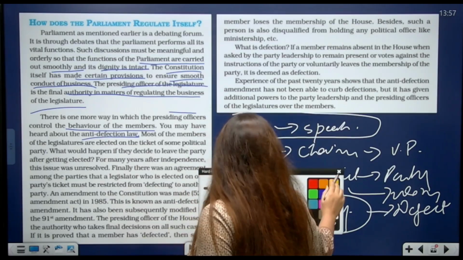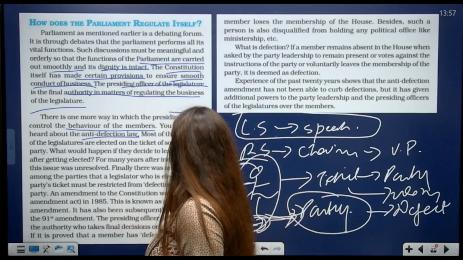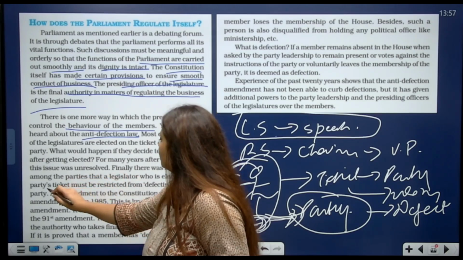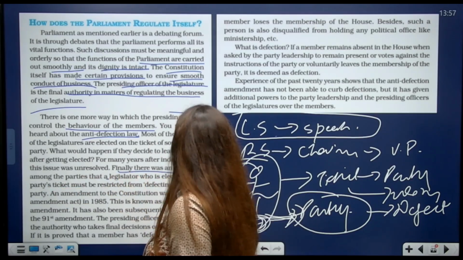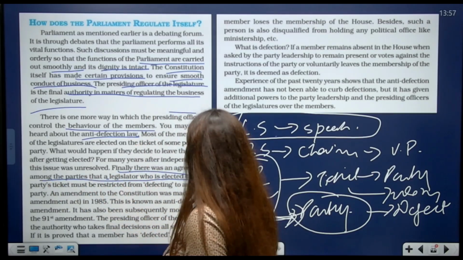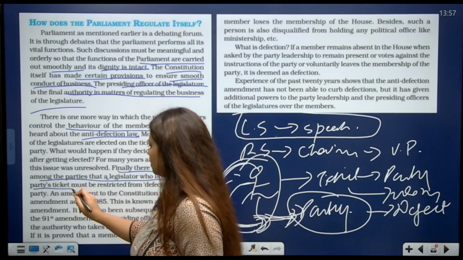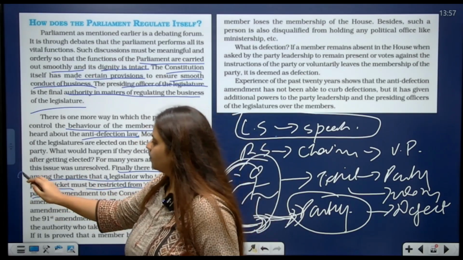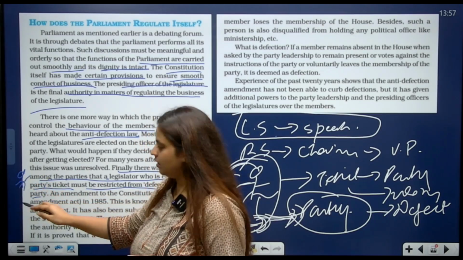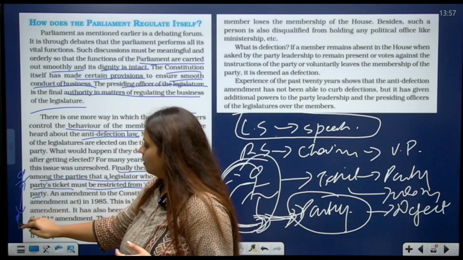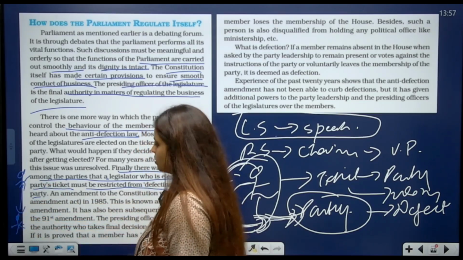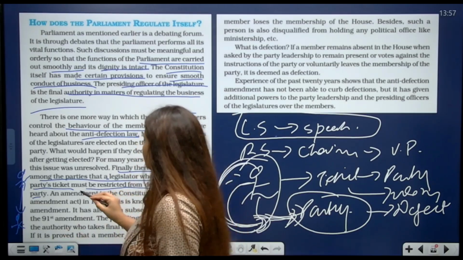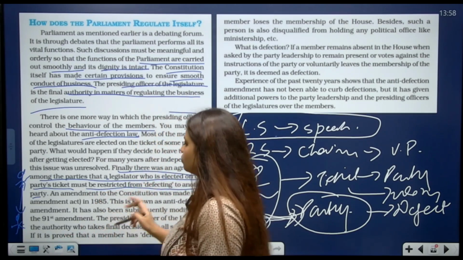So we'll read it here once. There was an agreement among the parties that a legislator who is elected on a party's ticket must be restricted from defecting to another party. So a person who is elected from one party and gets into another party after he wins the election, for any cash rewards or any gifts like that, is restricted from defecting into another party.